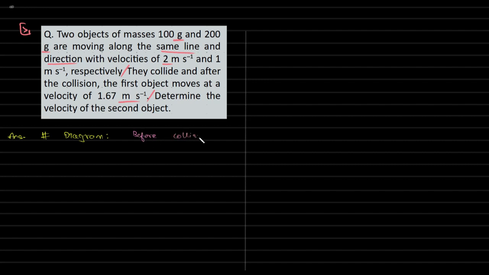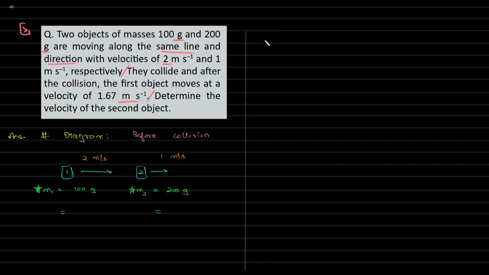So we are looking at before collision and after collision. Before collision, what is happening? We have one object with higher velocity going towards another object with lesser velocity. So here this is 2 meter per second, this is 1 meter per second. And the mass: M1 is 100 grams, which we need to convert to kg, and M2 is 200 gram, which we need to convert to kg.